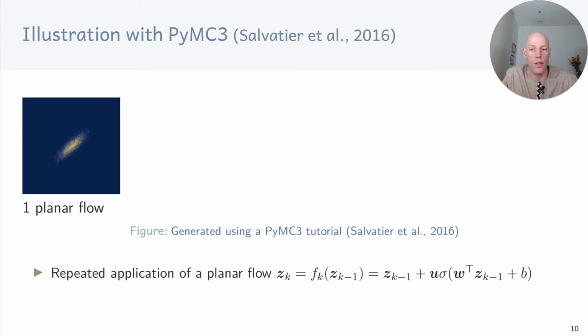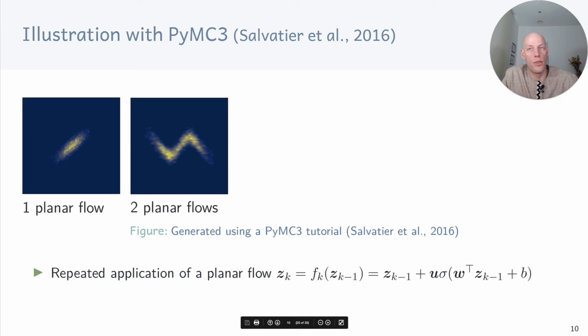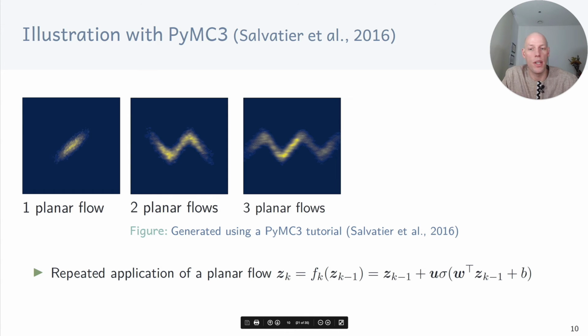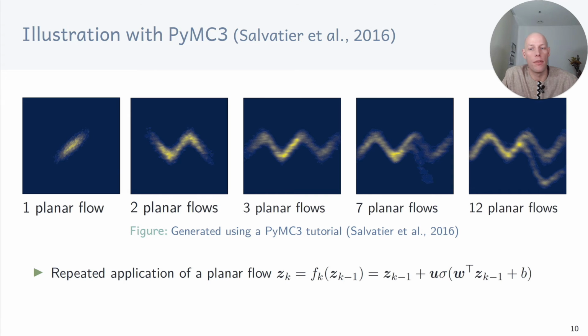After one planar flow, we see that we can already express correlations. That means the density here is tilted. And then we go on to 2 planar flows and 3, 7, and 12. We see that we transformed the simple standard normal distribution into a very complicated and multimodal distribution.